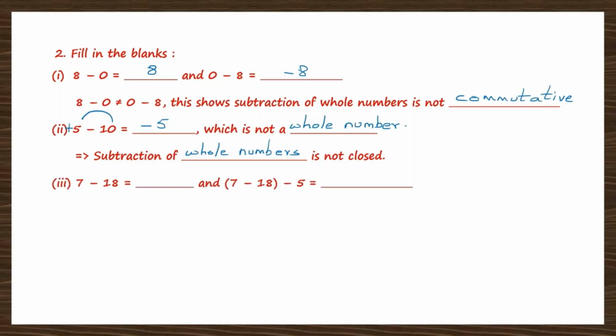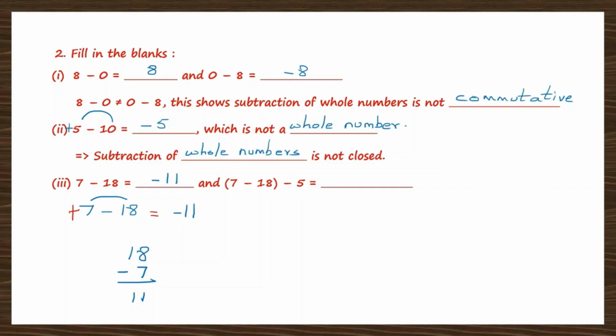Question 3, 7 minus 18. Now let's do the subtraction and see. 7 minus 18. Now this has a plus sign. So signs are different here. So when signs are different, we put the sign of the bigger number and we subtract. So here we subtract 18 minus 7. Let's do that. 18 minus 7. 8 minus 7 is 1 and 1. So here we get 11. So 7 minus 18 is minus 11. So let's write the answer here, minus 11.